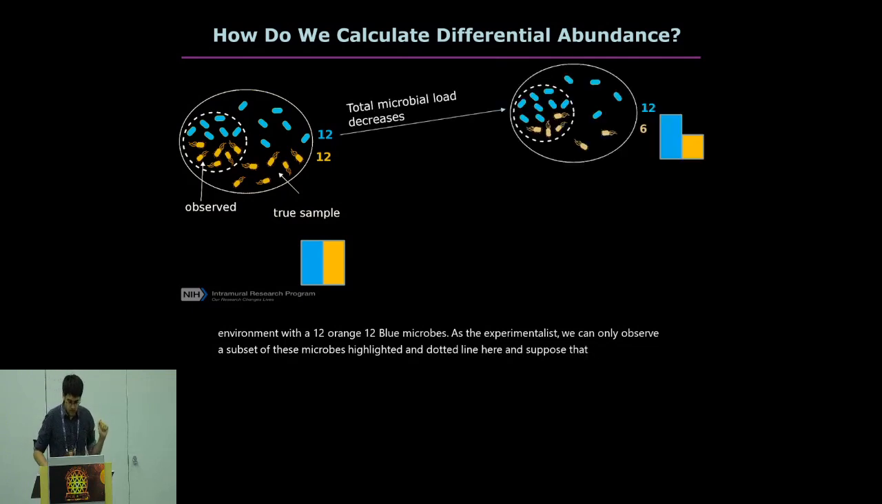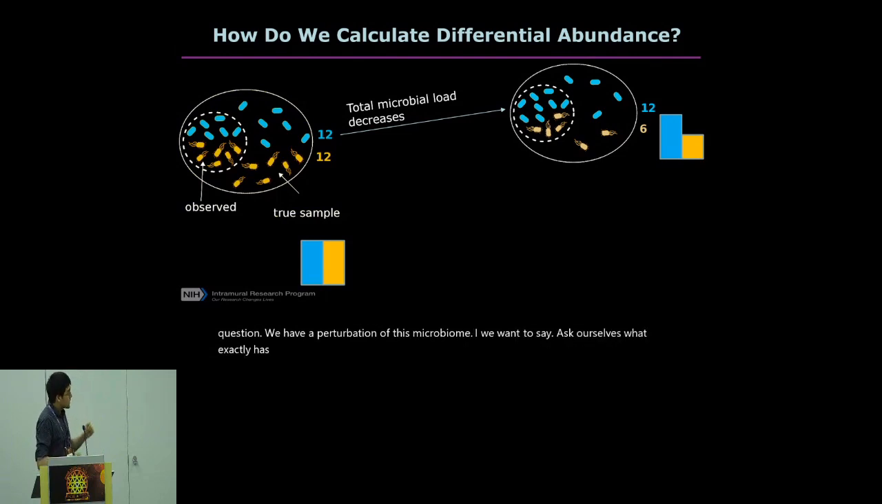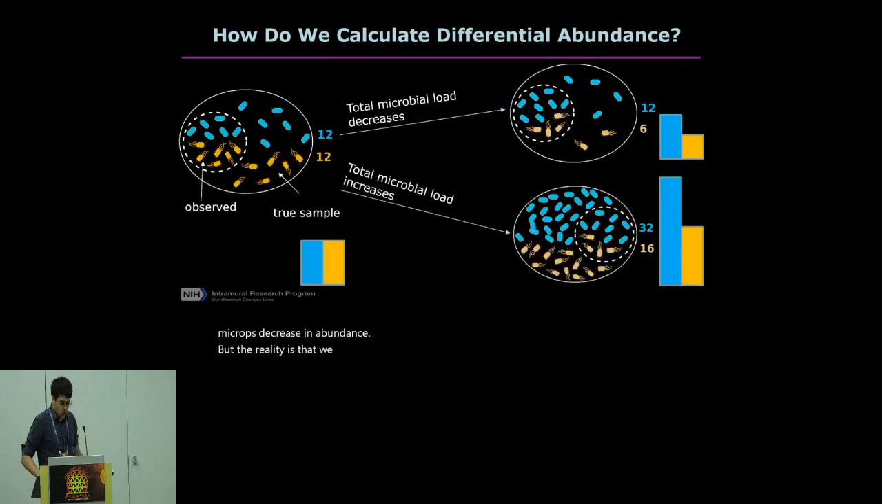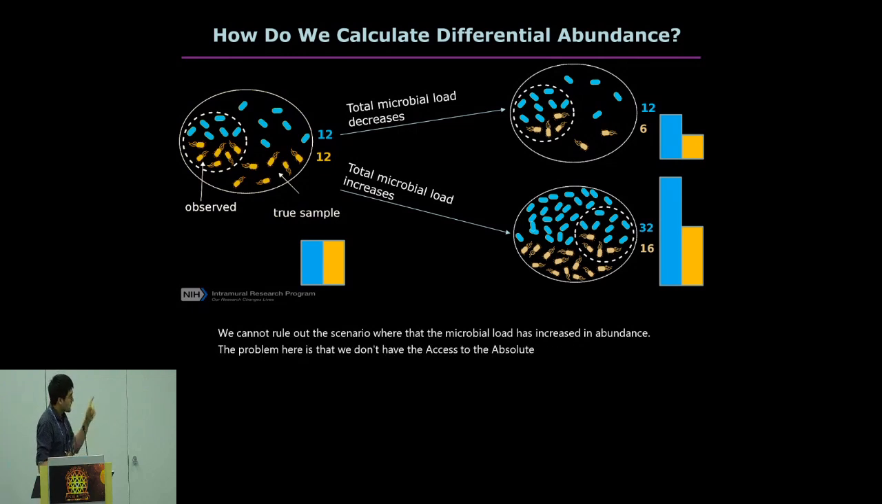And suppose that we have a perturbation of this microbiome, and we want to ask ourselves, what exactly has changed? In this particular case, you might be tempted to say that the orange microbes decrease in abundance. But the reality is that we can't say for sure because there's an equally valid scenario where, using the same sequencing data, we cannot rule out that the microbial load has increased in abundance. The problem here is that we don't have access to the absolute counts, and thus without this data, we cannot differentiate between these two scenarios.